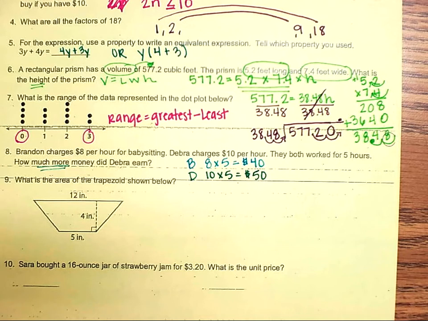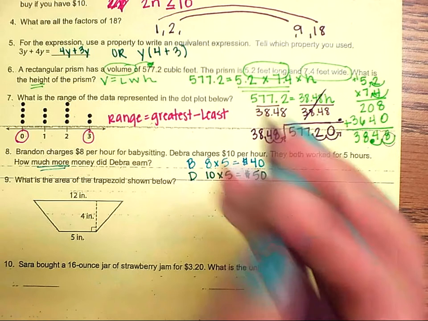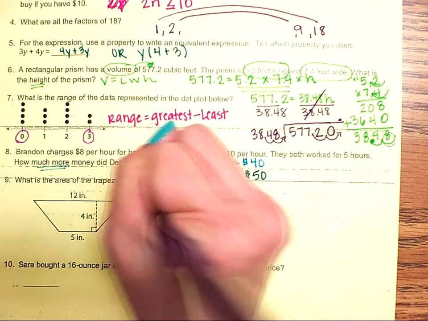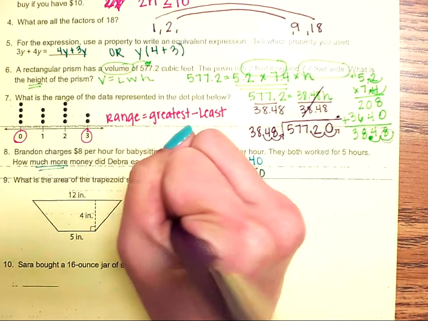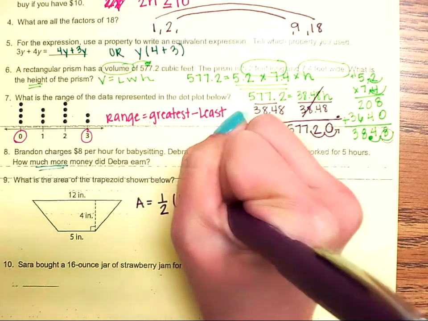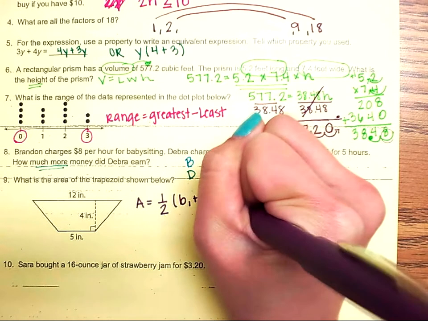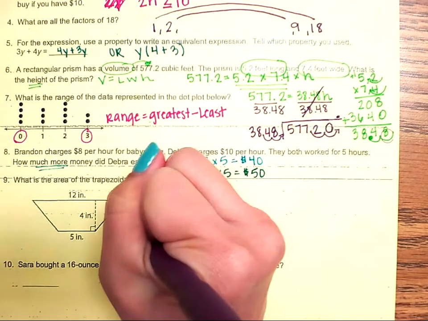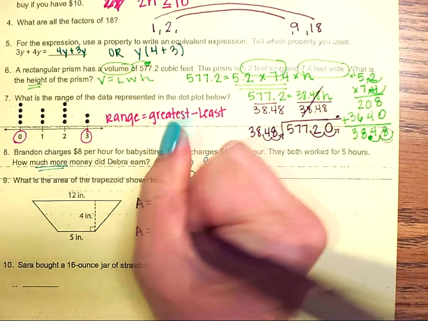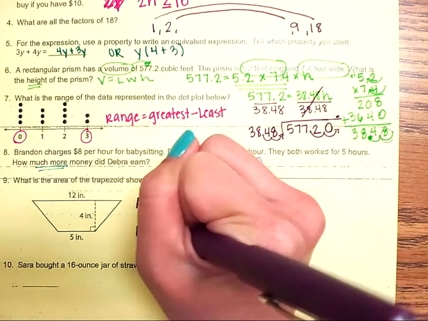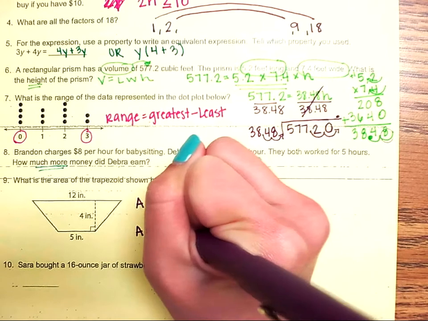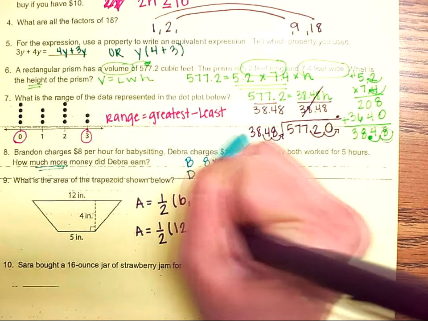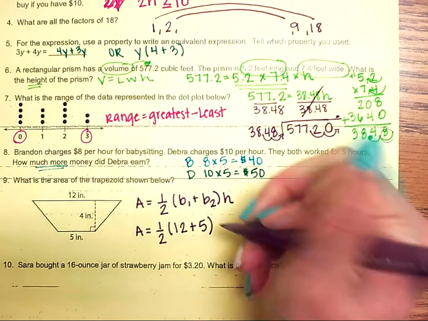Number 9. What is the area of the trapezoid shown below? The formula for an area of a trapezoid is 1/2 base 1 plus base 2 times height. Okay, so now we have to input everything. We don't know the area, so I'll drop down to A. 1/2 is our constant. We know our base 1 is 12 plus 5. That's our second base, and our height is 4.